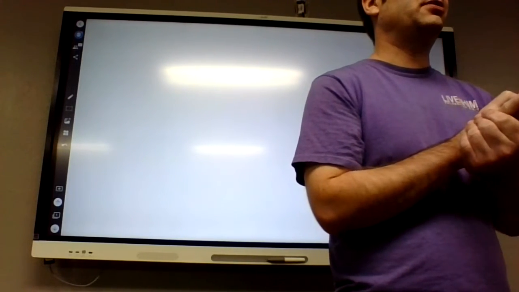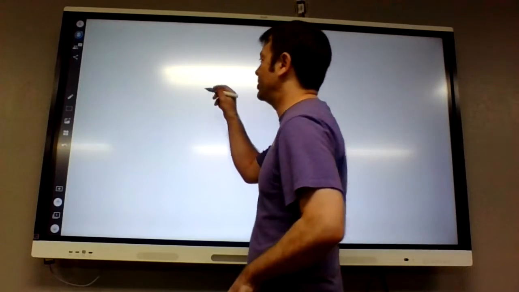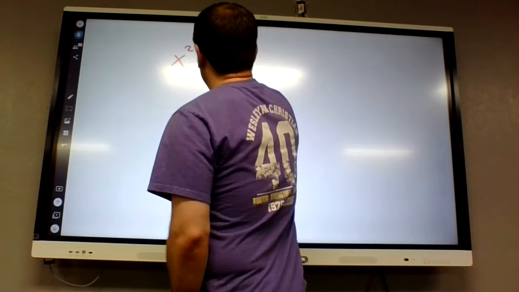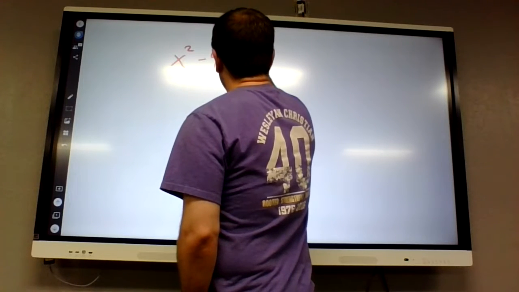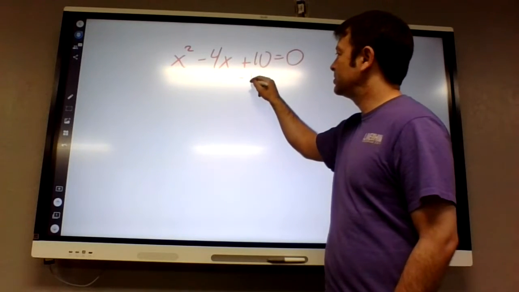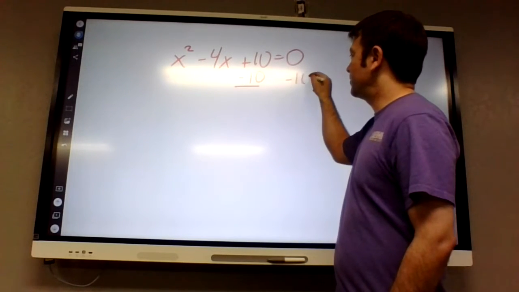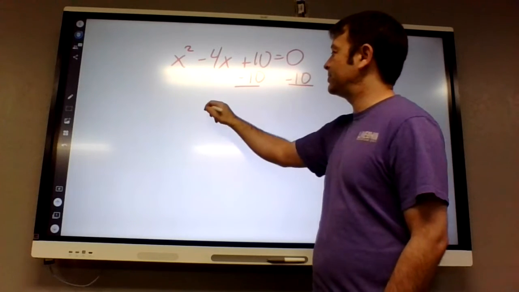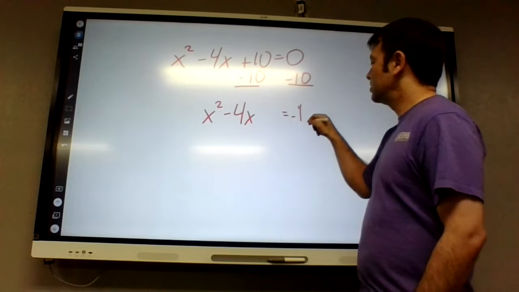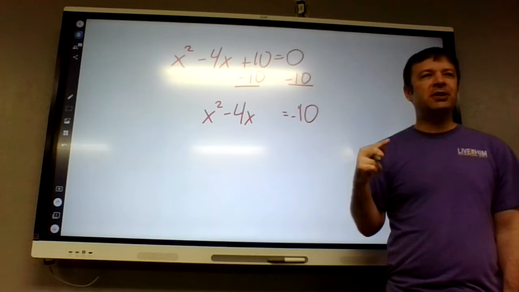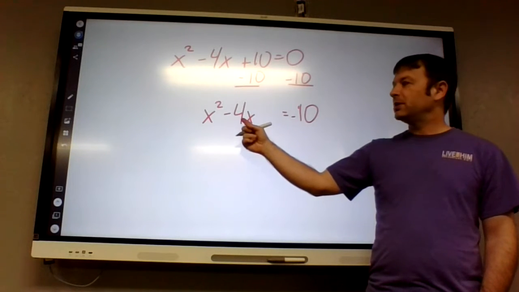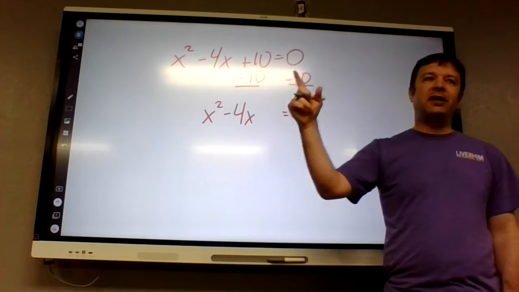The process that we learned yesterday, completing the square, let me do one really quickly just to remind you. Let's do x squared minus 4x plus 10. You guys remember what we did on these? First we moved the constant to the right if it wasn't already over there. And then we divided by 2 and squared. We took the negative 4 and divided it by 2.